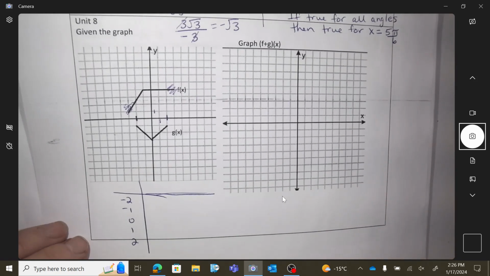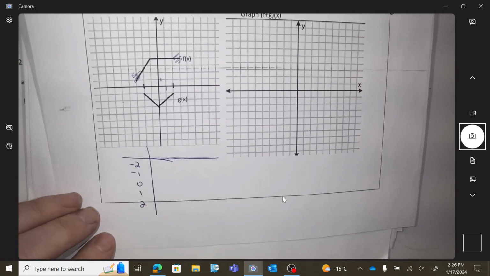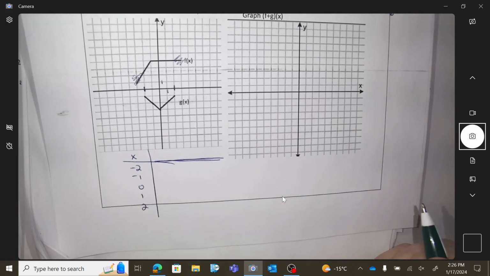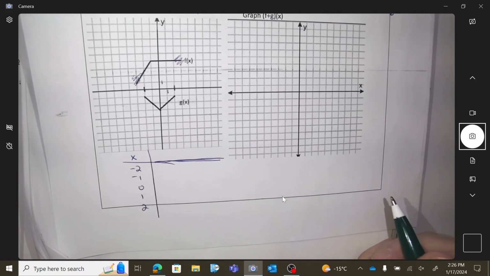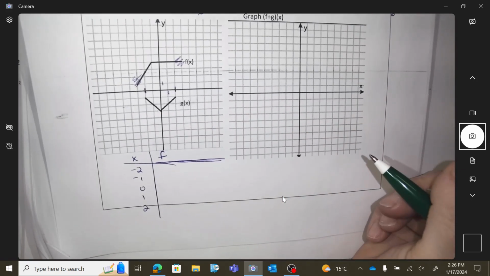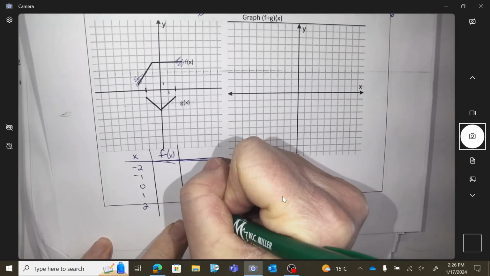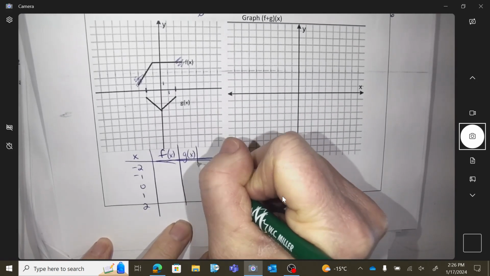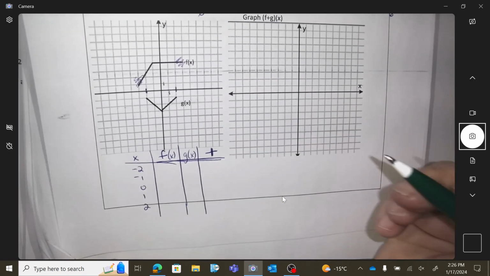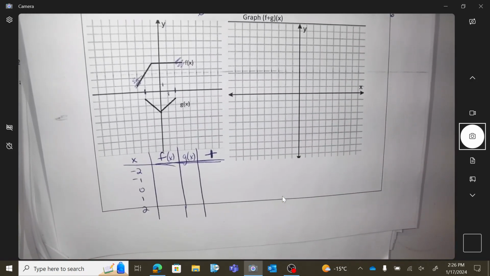So I'm going to make a chart from -2 to 2. And I'm going to write down what the heights of the f function are, what the heights of the g function are, and then I'm going to figure out what the new heights are if I add them together. Okay, shall I let you just do that on your own?